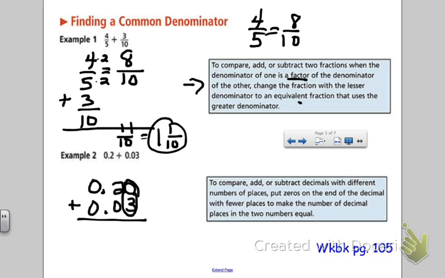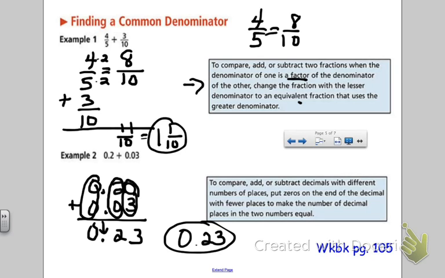0 plus 3 is 3, 2 plus 0 is 2, 0 plus 0 is 0, and you bring your decimal point straight down, and now we have 23/100ths. So just add zeros on so that each number has the same number of digits.